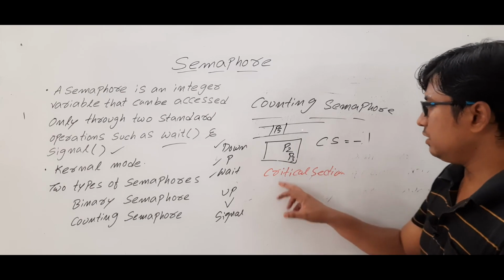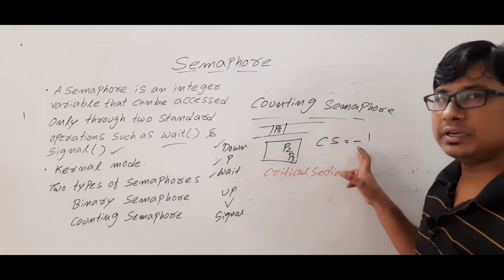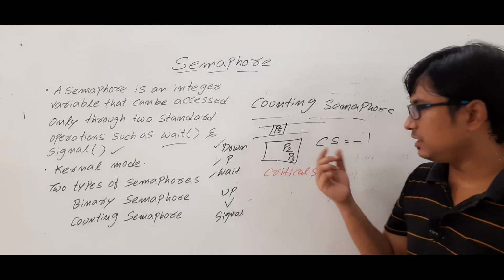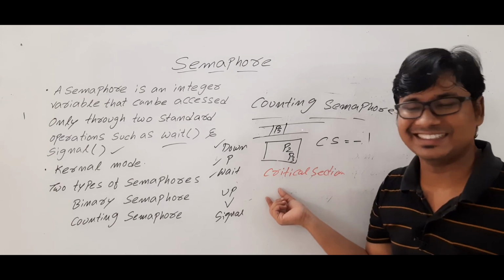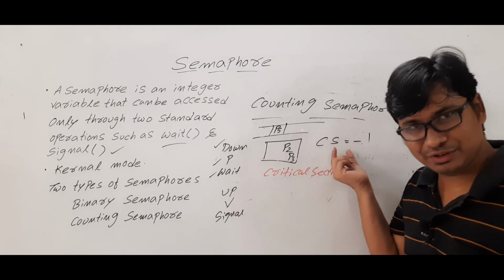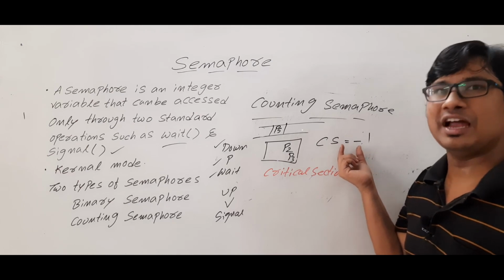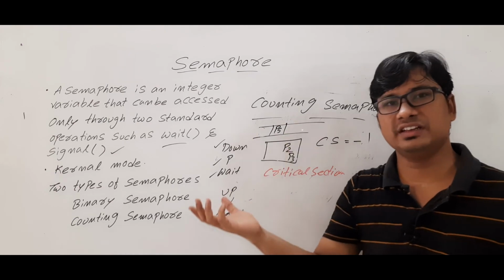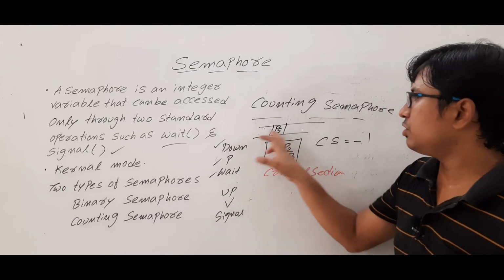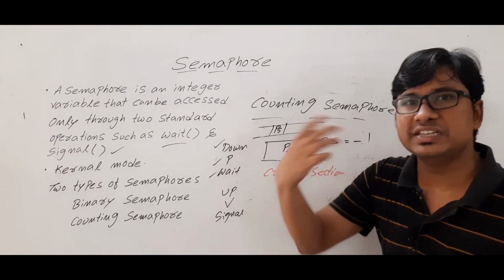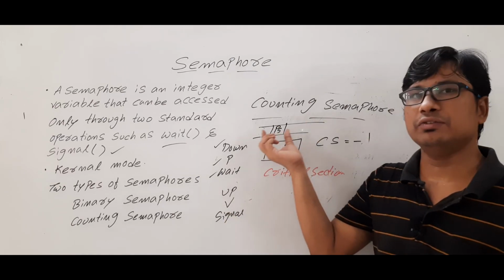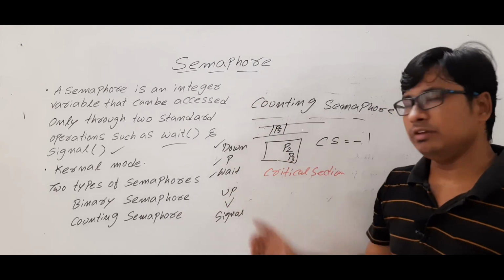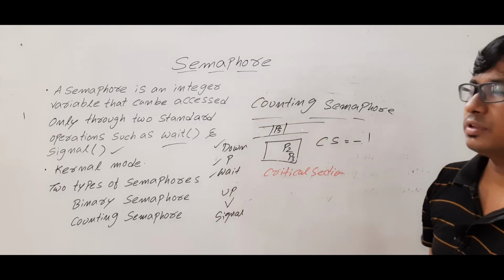Once the process leaves the critical section, it will increment that value and check the counting semaphore value. Are you able to understand? If the counting semaphore value is less than 0, then it will wake up one of the processes in the waiting state. Is it clear? For this we use a queue. The process which entered first will leave first. We know the queue works on the principle called first in first out. So the process which went to sleep first will be woken up first. Okay, so this is about the counting semaphore.